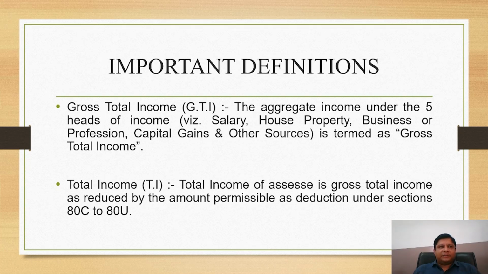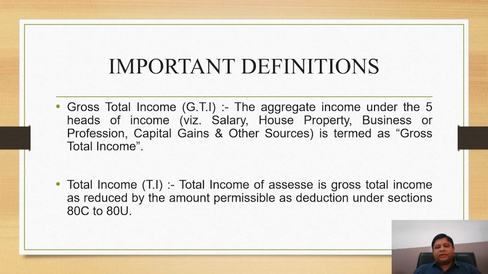As I earlier mentioned, there are five heads. First is salaries, then income from house property, profits and gains of business or profession, capital gains, and income from other sources. The total of all these five heads is termed as gross total income. Moving further, what is total income?